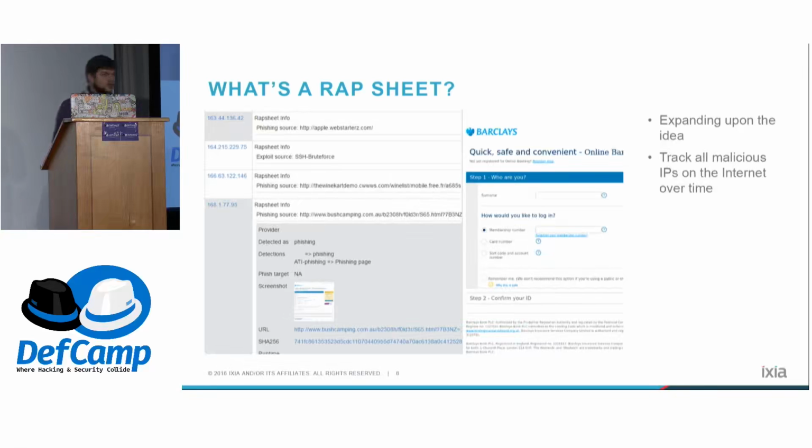The reason is we are using this system live. We're generating databases of intelligence of attacks which we're using in our products. You have an example rap sheet over here. This is a view from our internal dashboard. You can see there's a screenshot of a Barclays phishing page being served by a website from Australia.